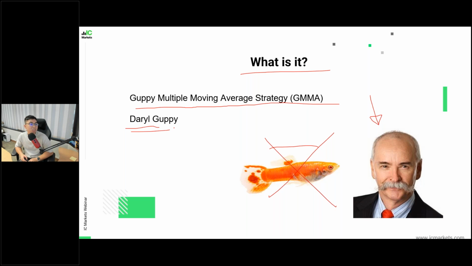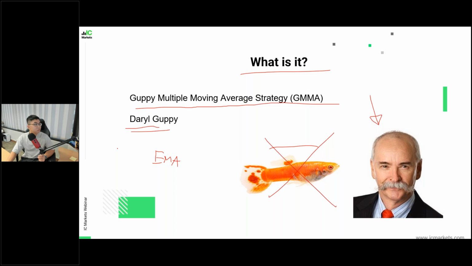His method, the GMMA, uses the exponential moving average, the EMA, to capture the difference between price and value in a stock. A convergence in these factors is associated with a significant trend change. Guppy maintains that the GMMA is not a lagging indicator, but a prior warning of a developing change in price and value.